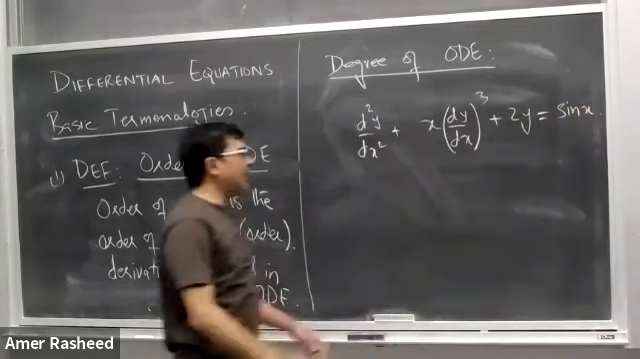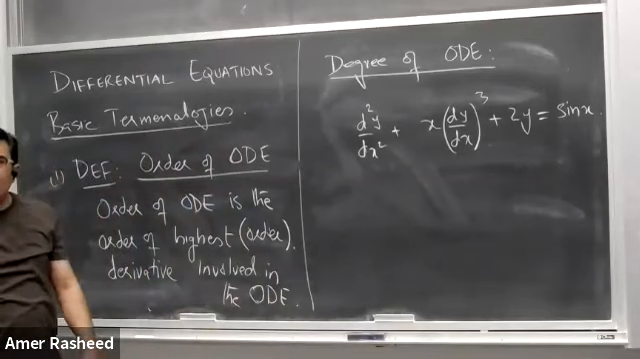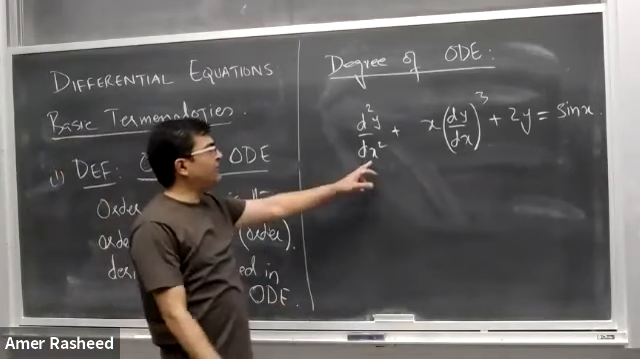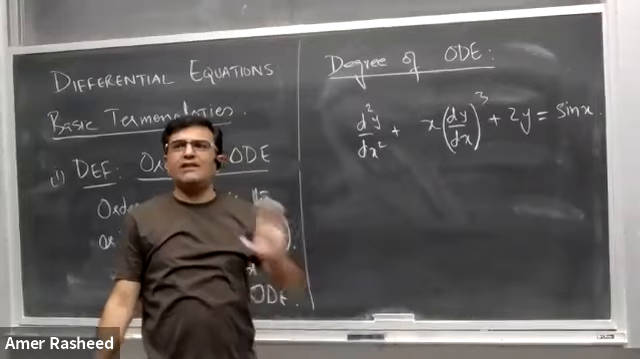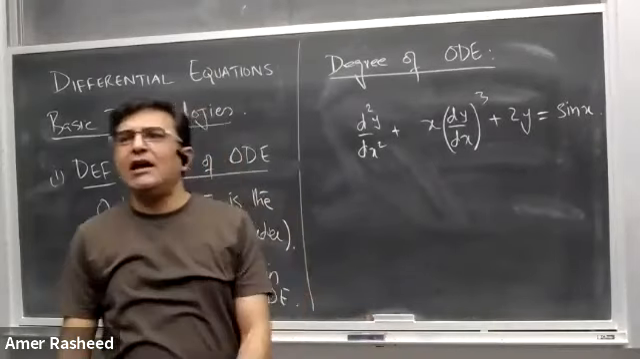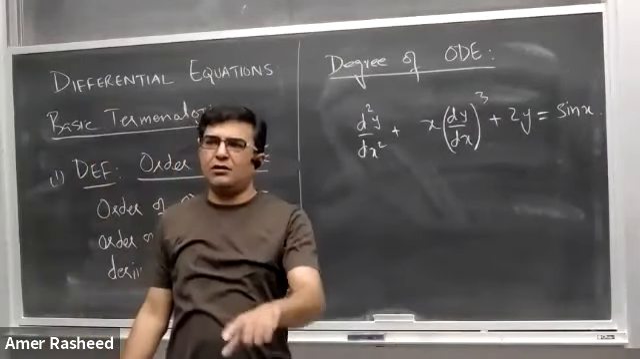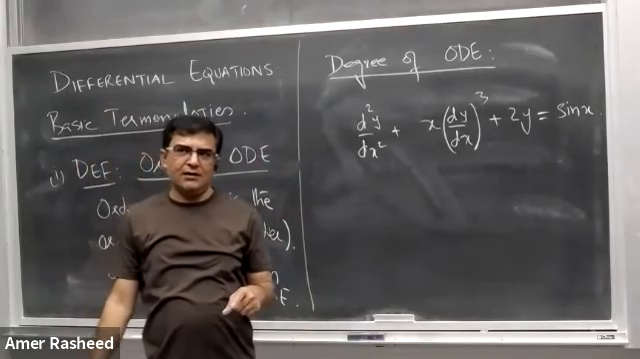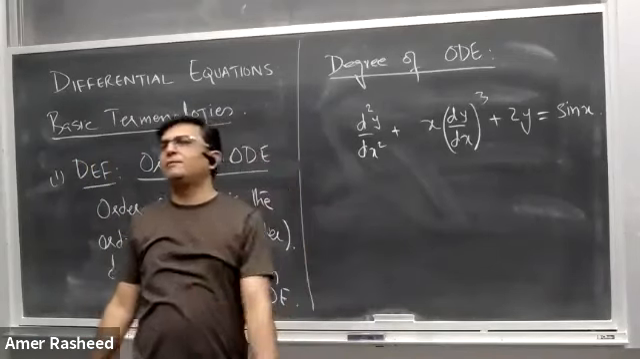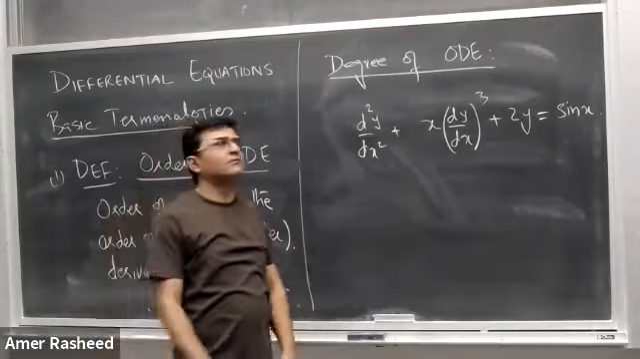This is an ODE. What is its order? Highest order derivative is 2, so its order is 2. Now, what is the degree of this differential equation? It is the power of the highest order derivative. What is the power of highest order derivative here? 3? 1?